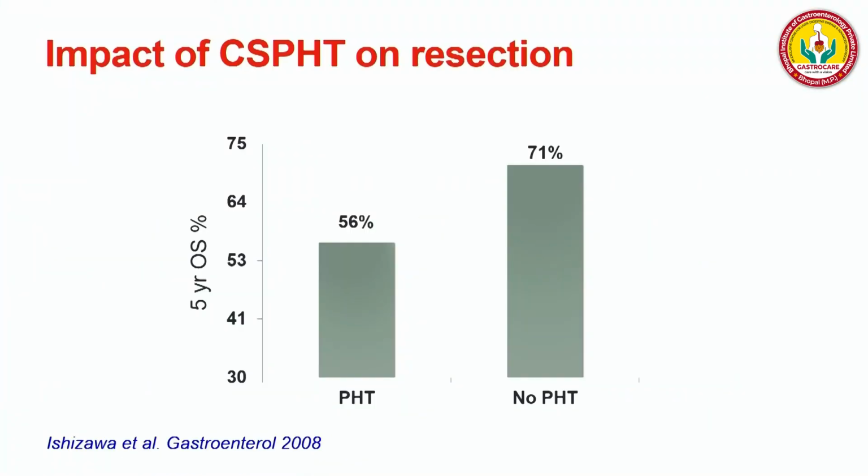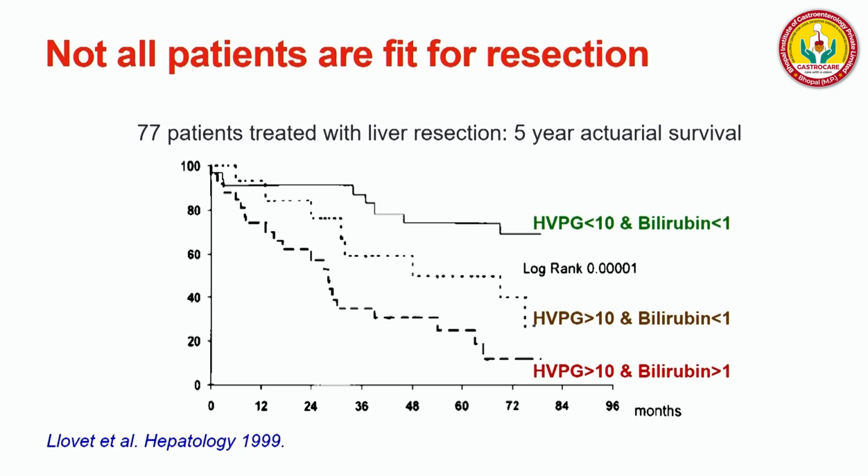Okay. So beyond size is presence of portal hypertension, and this is something I want all of you to remember. Two parameters, HVPG and bilirubin, will help you tell whether this resection is safe or not. If HVPG is less than 10 and bilirubin less than 1, excellent survival with surgery. HVPG more than 10, bilirubin more than 1, very poor survival.